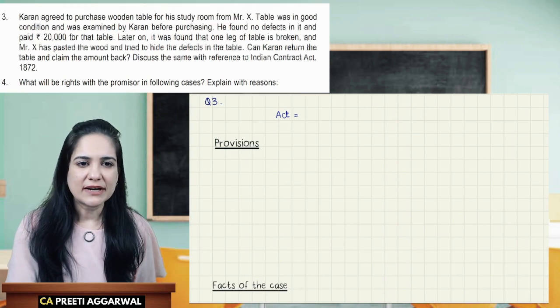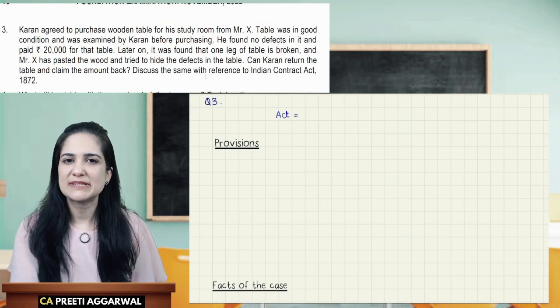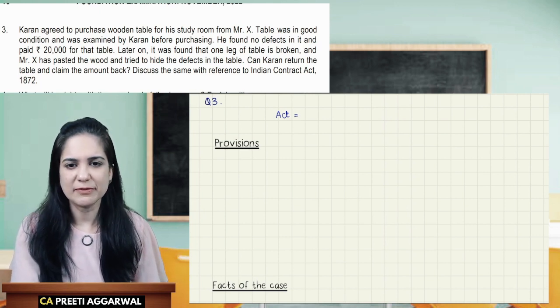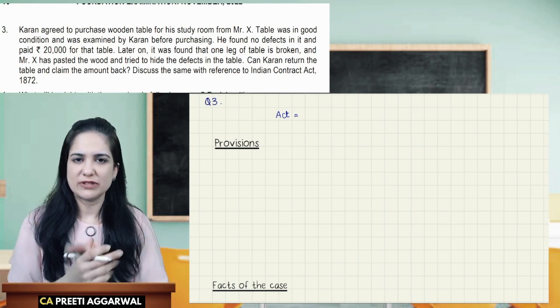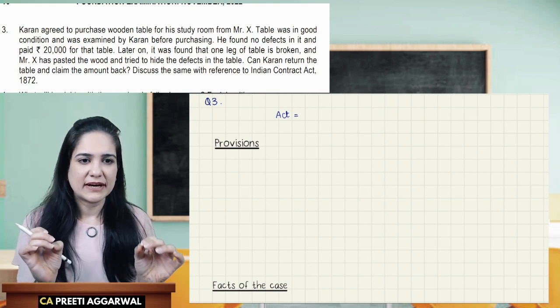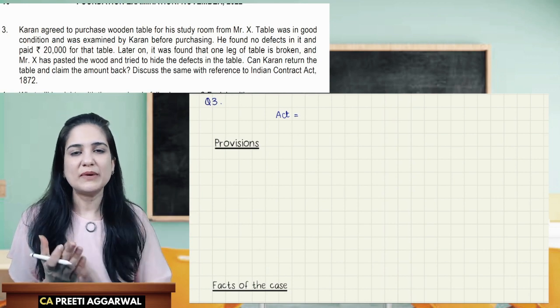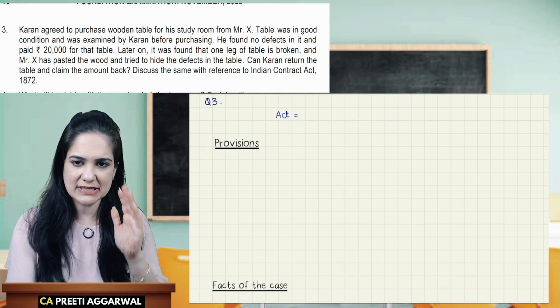Mr. Karan agreed to purchase a wooden table for his study room from Mr. X. The table was in good condition when it was examined by Karan before purchasing. He found no defects in it. He paid 20,000 for that table. Now wait. From this, you should first highlight that the table was examined by Karan before purchasing. It means the buyer had examined the goods before buying.